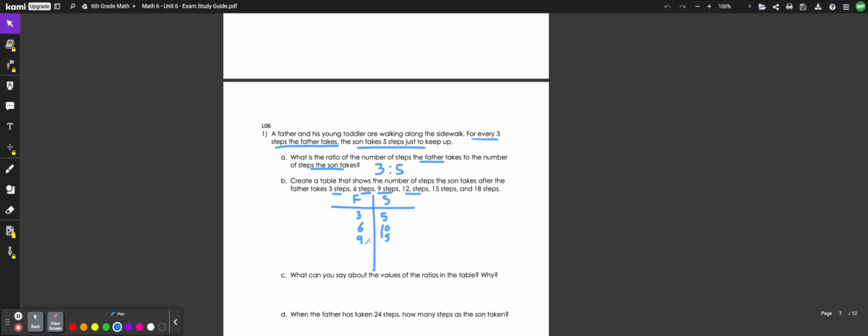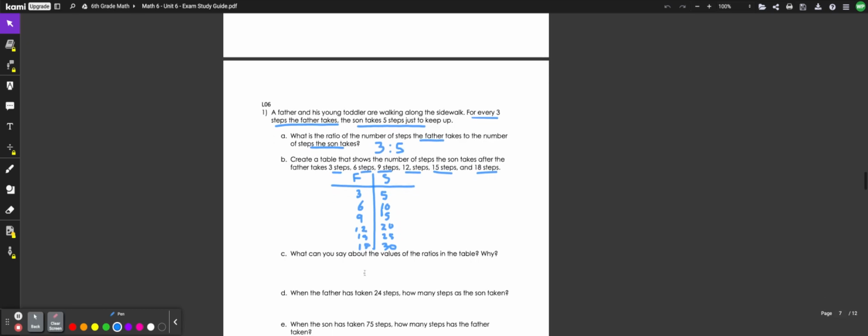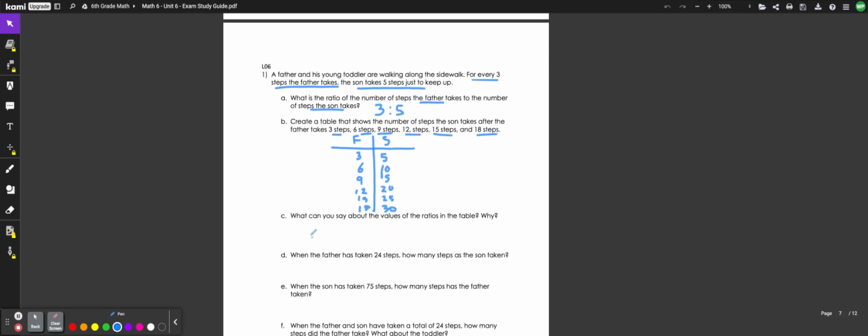If this father took 12 steps, the son would be 20. If the father took 15 steps, the son would take 25. If the father took 18 steps, the son would take 30. What can we say about the values of the ratio in the tables? Hopefully you are seeing that they are equivalent. We have equivalent ratios occurring in this table.